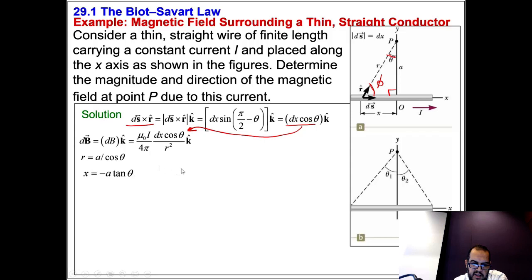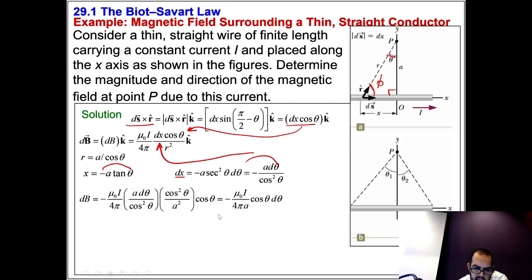So we can take the derivative of this. Remember, the derivative of tangent is 1 over cosine squared. So dx becomes minus a times 1 over cosine squared theta d theta. So this is the dx. If you take the derivative of this element, you get this element. So we're going to replace this here, and we will integrate.